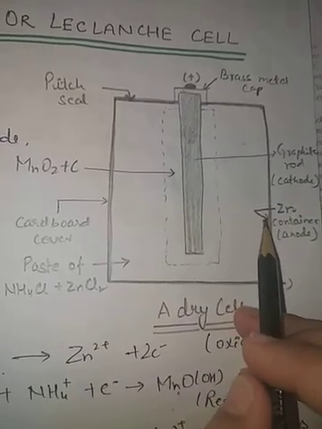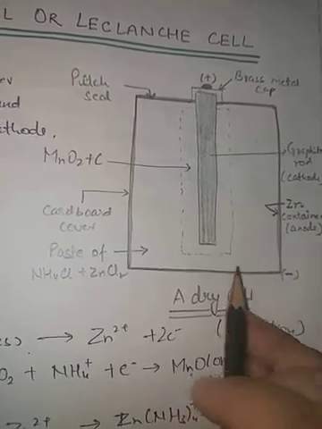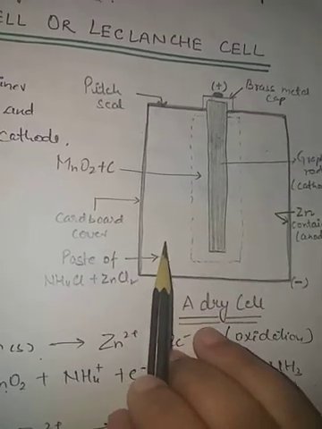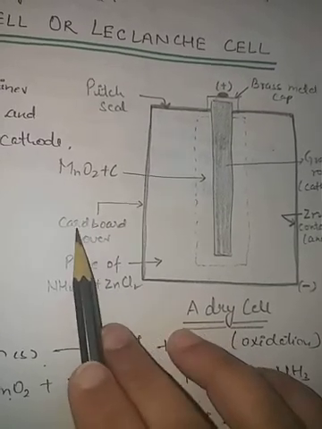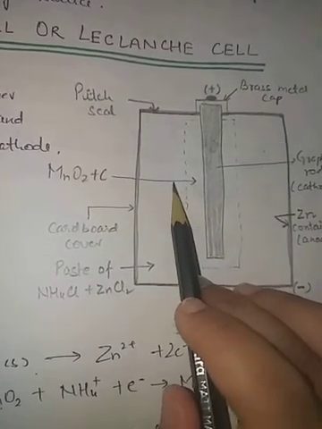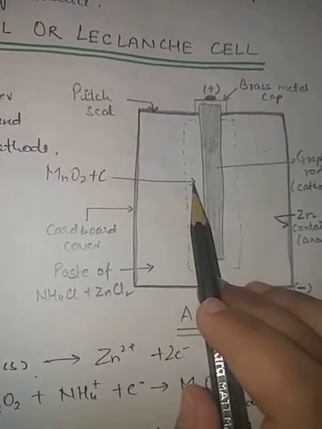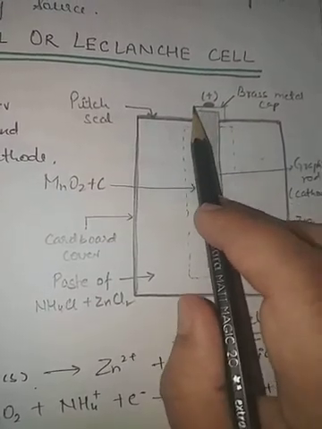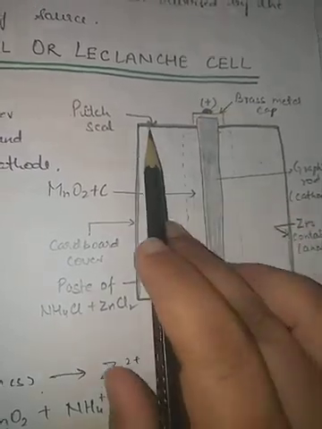This inner one is the zinc container, which is the anode here, having a negative charge. In this space, a paste of ammonium chloride and zinc chloride is filled. The outermost cover is of cardboard. Here this one is the graphite rod, and in between the ammonium chloride and zinc chloride paste and the graphite rod, there is powdered MnO2 and carbon. Here it is a brass metal cap which is positive, and it is a seal.